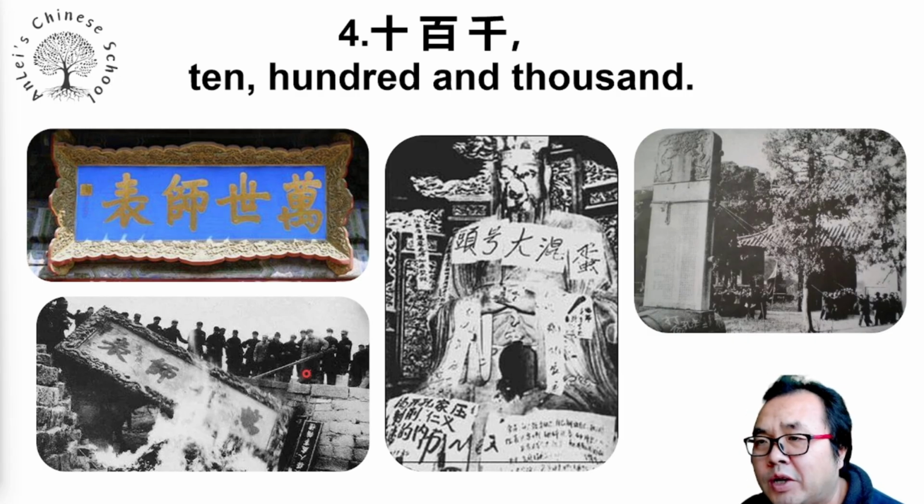In this picture, the Red Guards go to the Confucius Temple and burn the plaque. The Red Guards put slogans on Confucius' statue, 头号大混蛋, the number one bastard. And in this picture, the Red Guards try to pull down the stone tablets. When I went to the Confucius Temple in Beijing, I could still find the ink stain on the stone tablet.